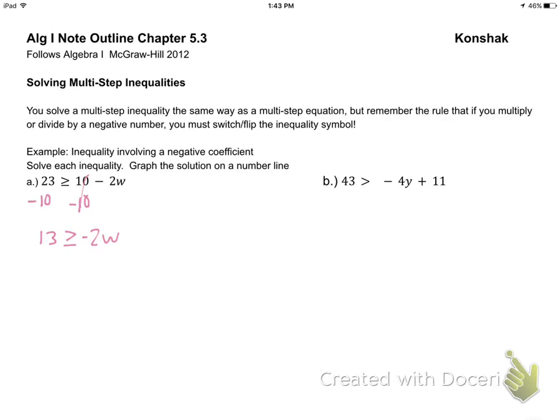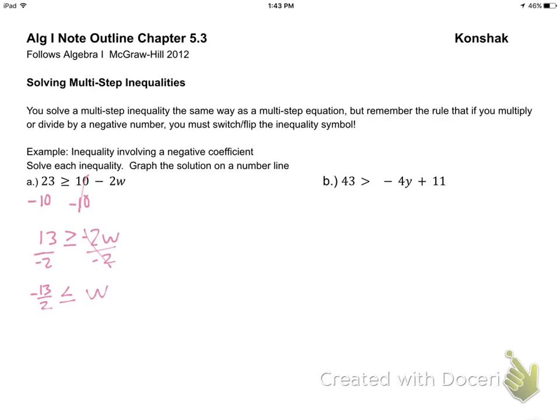To get w by itself, what am I going to do? Divide by negative 2, to both sides, obviously. Negative 2's cancel. Hey, wait a minute. I just divided by a negative 2. What's going to happen? The sign is going to flip. So, negative 13/2 is now less than or equal to w. Does everybody agree with that? It's just taking a couple different steps rather than just one step.